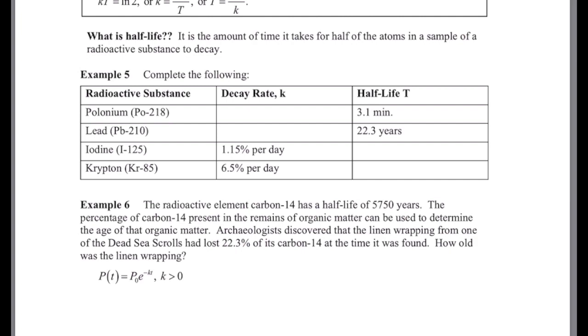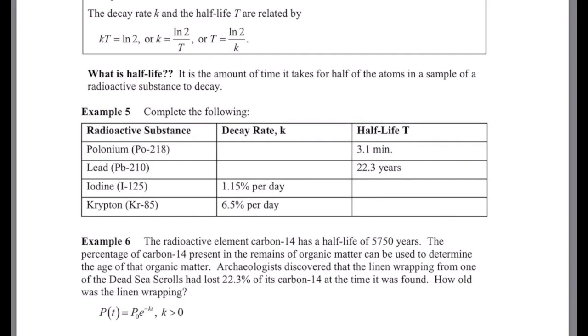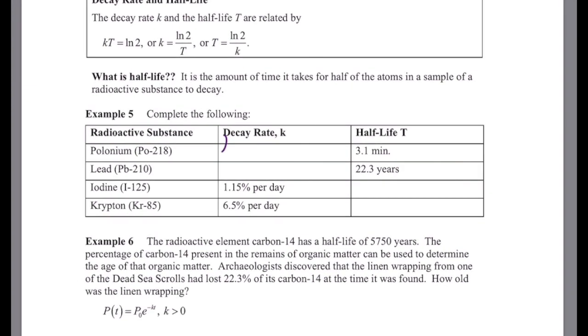And it can be useful in a couple of upcoming examples. So let's say we have the following 4 radioactive substances. We can find the decay rate and/or half-life given one or the other. So I'm looking at polonium. Its half-life is 3.1 minutes. So it takes 3.1 minutes for half of the atoms to decay. So we can find the rate. k is equal to the natural log of 2 divided by the time it takes. So the natural log of 2 divided by 3.1 would give us about 22.4% per minute.